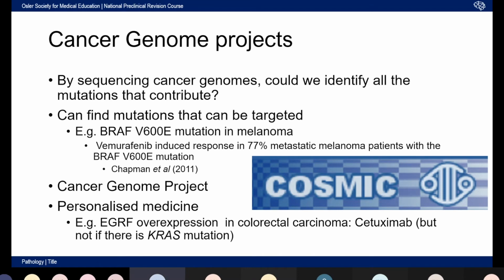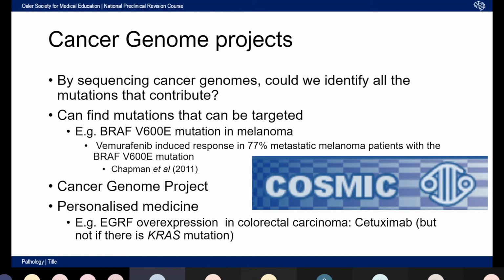And the structure of this protein kinase is such that selective inhibitors can be designed to target it. And this led to the development of vemurafenib, which is a BRAF inhibitor. And this drug induced a clinical response in 77% of metastatic melanoma patients with this specific mutation. And it was approved in 2012 in Europe. So it just shows how sequencing can help us find and target a specific mutation.